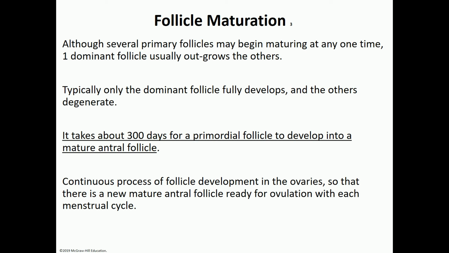Now, the whole process of follicle maturation takes a very long time to go from a primordial follicle to a mature Graafian follicle. It takes about a year, about 300 days, to go from the primordial follicle that we're born with to a mature Graafian follicle that is going to be eventually ovulated. But the fact that this is continuously happening means that every month there is going to be an egg that is ovulated. Every month, several follicles are stimulated, but only one of them, the dominant follicle, is going to outgrow the others.